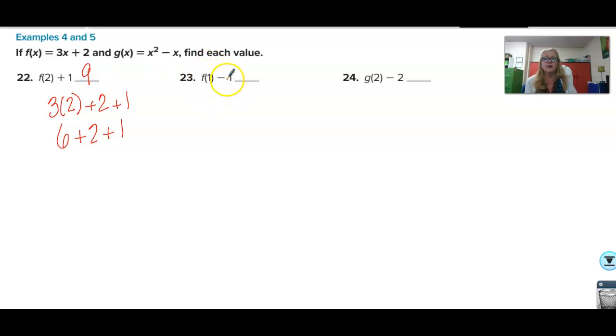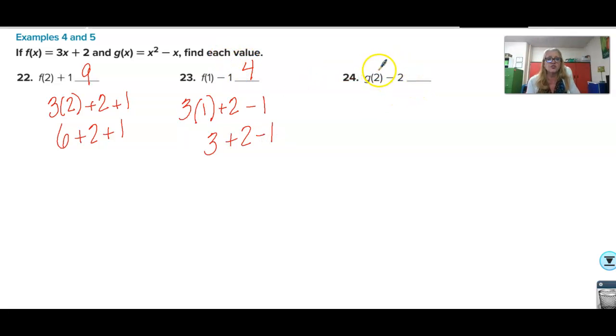This will be f of 1 minus 1, okay? So we're going to substitute, and using the f of x equation, we're going to substitute 1 in the 3 and plus 2, that's the equation, that's this part right here, and then we have to remember to subtract 1. 3 times 1 is 3. 3 plus 2 minus 1 is 4.